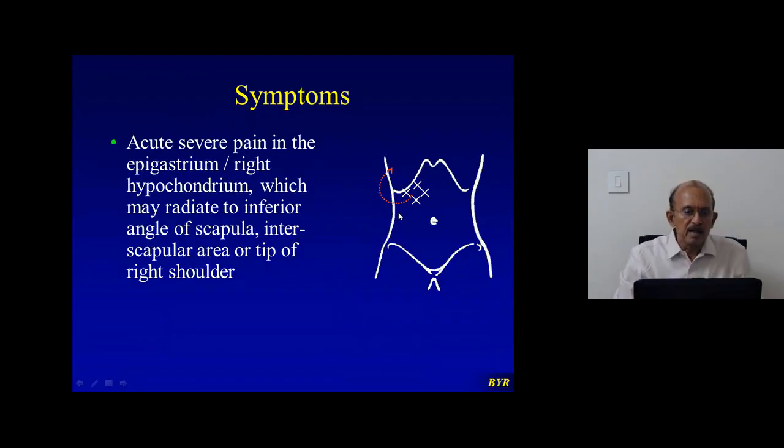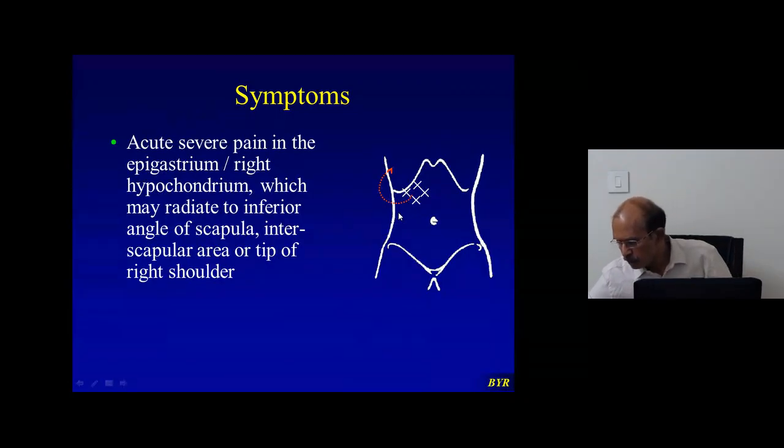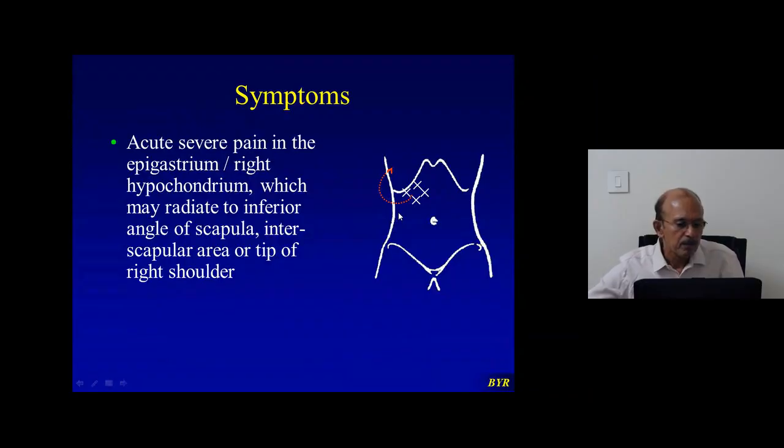Why is shoulder pain present? Why shoulder pain occurs? Irritation of the diaphragm. Good. Why irritation of the diaphragm in cholecystitis?